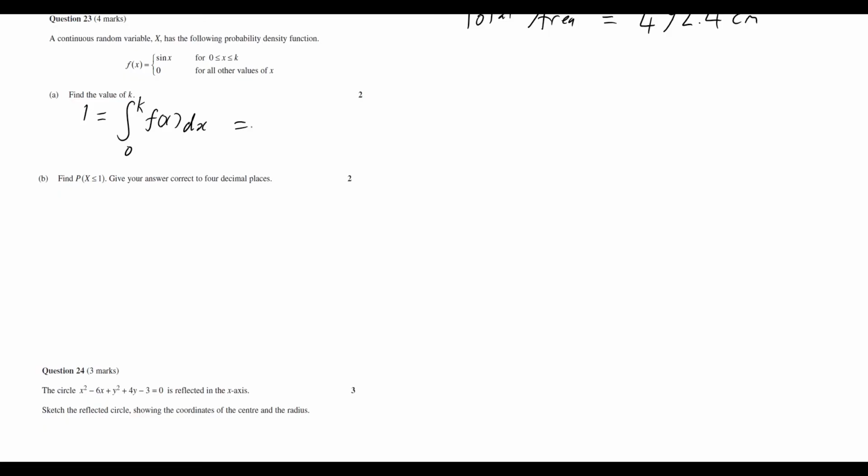Okay, so now simply looking at this, what's the integral of sine of x? Well, the integral of sine of x is equal to minus cos of x.